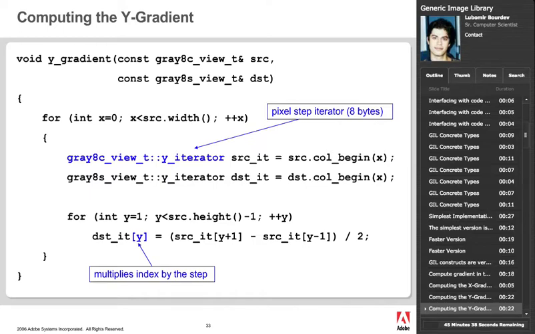Y iterator is of course a pixel iterator that moves vertically. In this example, we cannot use a raw pointer. GIL uses a step iterator. It consists of a pointer plus a step for a total of 8 bytes. The indexing operator multiplies the index by the step.